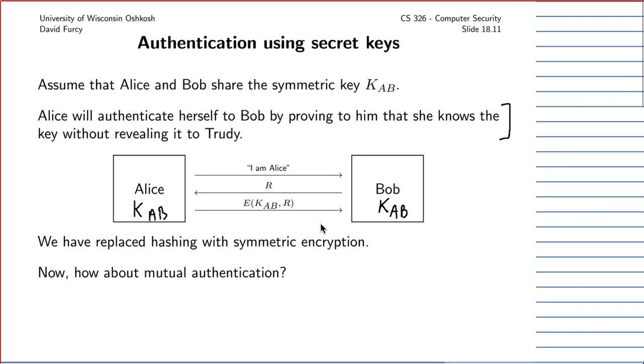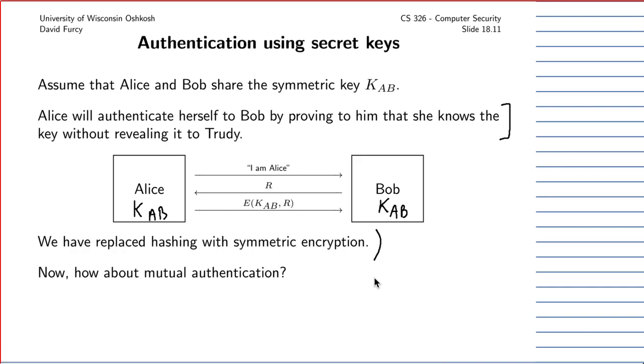She's going to send that response to Bob, and of course Bob is going to be able to decrypt this response using the shared key. He is going to be able to recover the plaintext, which was the random number, and check that that number matches the challenge that he sent to Alice. And this is how Alice is able to authenticate herself to Bob using symmetric encryption instead of hashing.